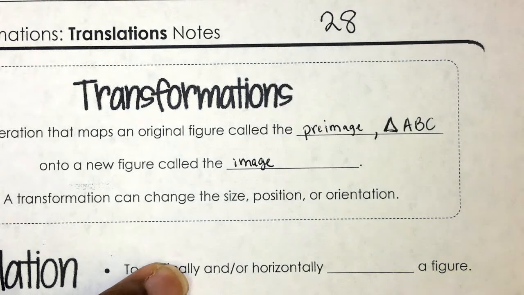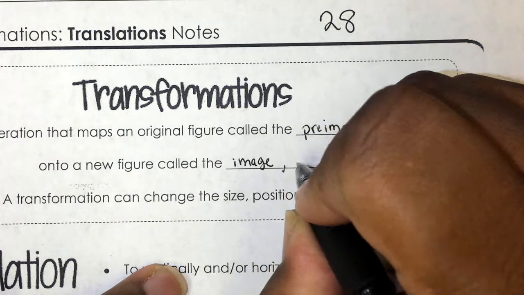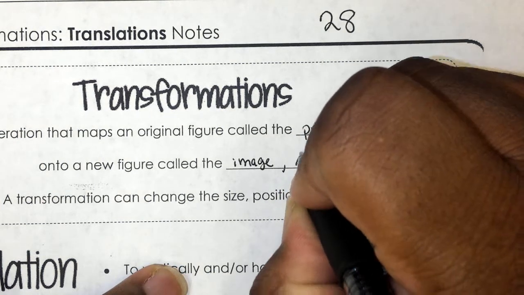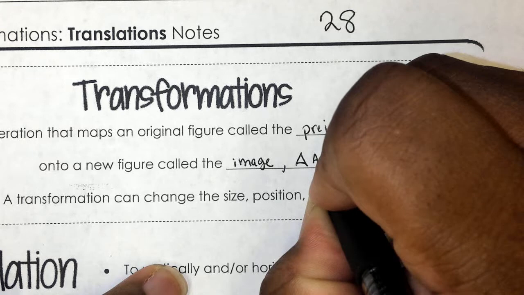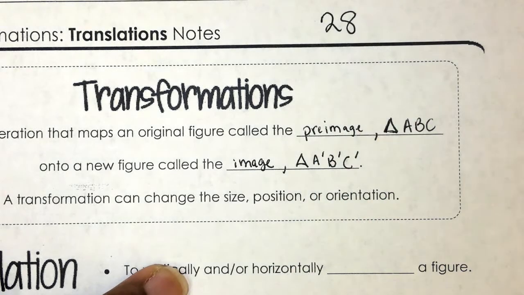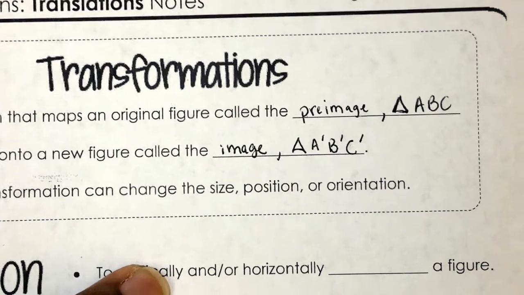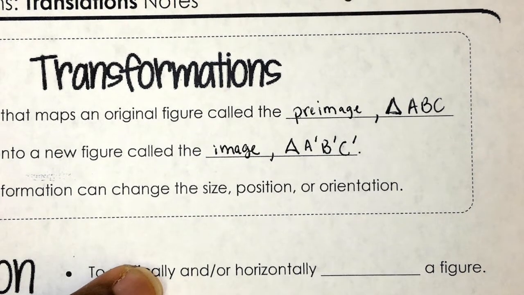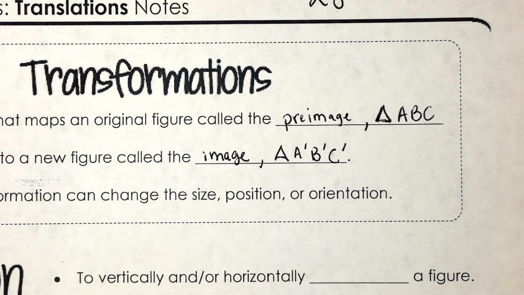Say if I was to map a triangle like that, the image would be represented like this: triangle A prime, B prime, C prime, with notations. We call this prime notation. This just helps us determine which figure was there first and which is the image that we moved with a translation, reflection, or rotation.